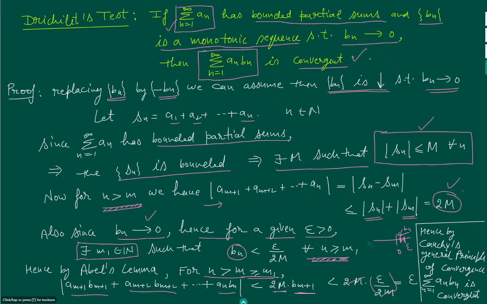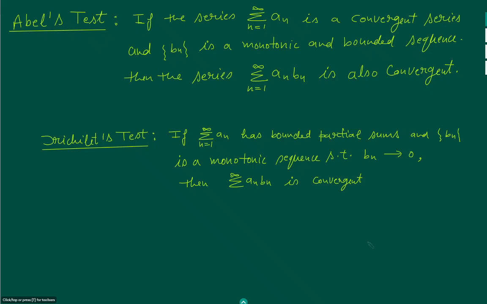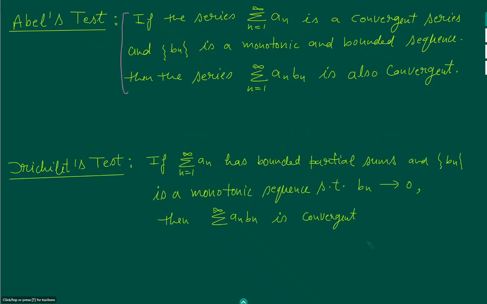So first of all, we will review the tests that we have done. The first test that we have proved is Abel's test. This test says if the series summation an is convergent and the sequence bn is monotonic and bounded, then the series summation an bn is also convergent. This was Abel's test. And the next test that we have done is called the Dirichlet test. Dirichlet test says that if the series summation an has bounded partial sums, and bn is a monotonic sequence such that bn converges to 0, then the series summation an bn is convergent.